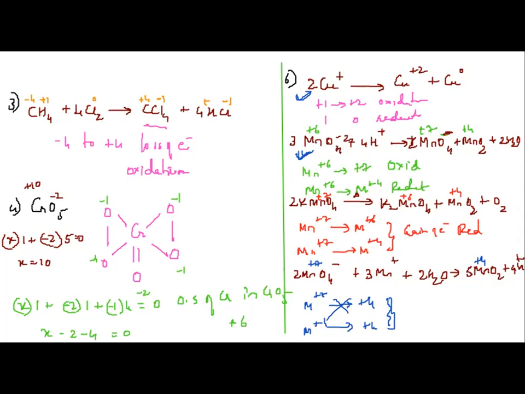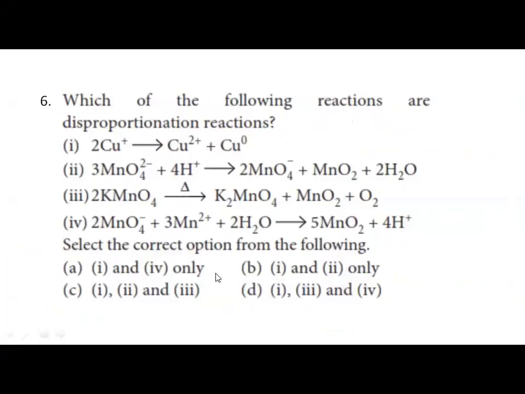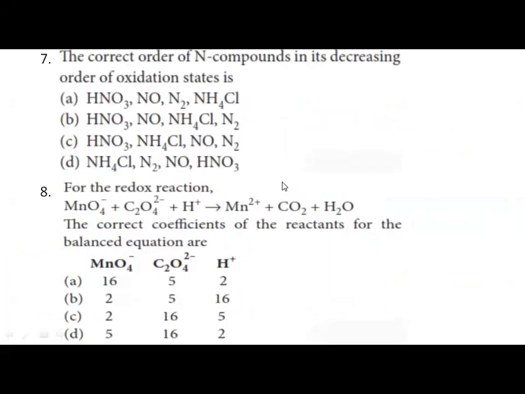So the correct option, let us see. Okay, they have given select. So it is option B. Option B is the correct option. Is that clear? So this is how we will do the disproportionation reaction.